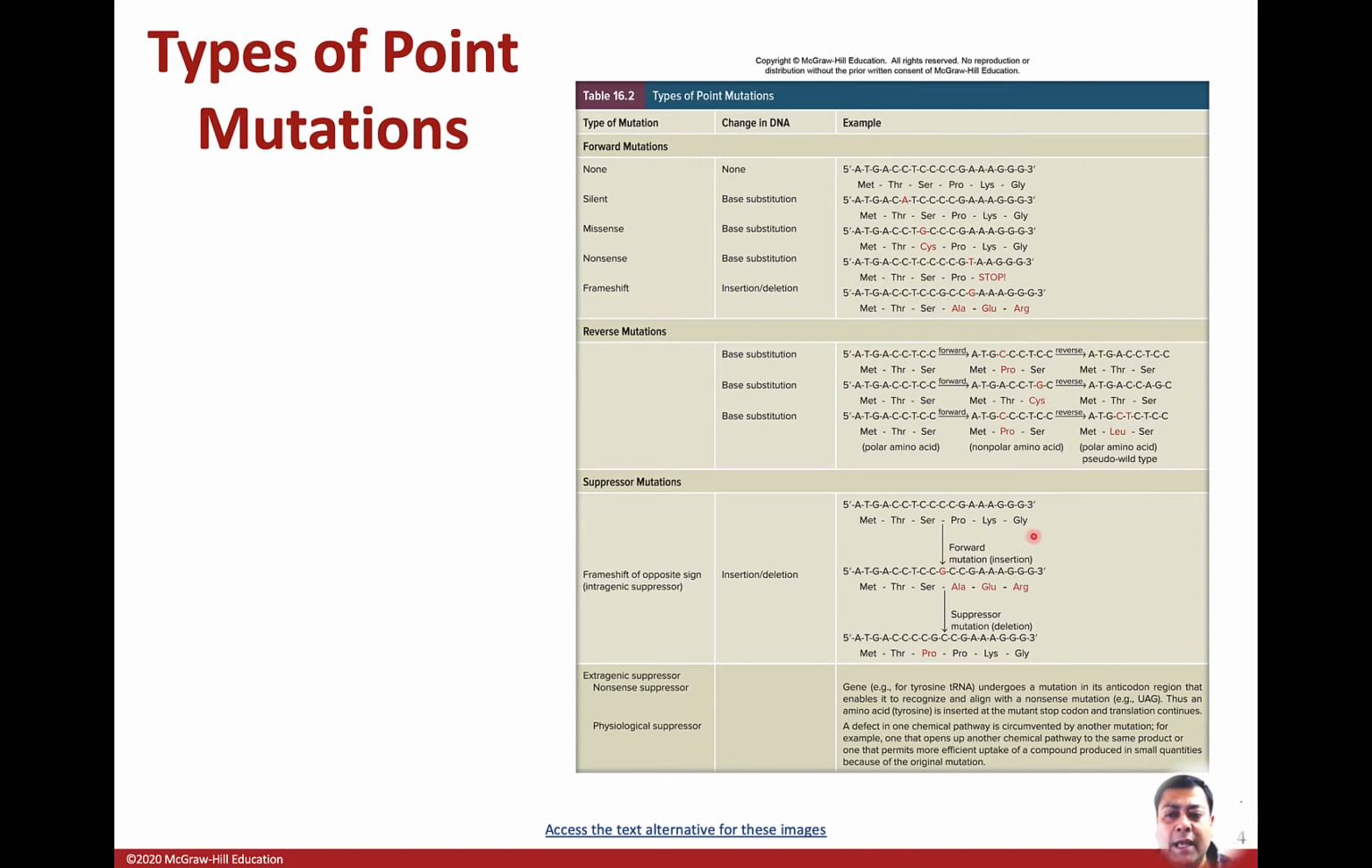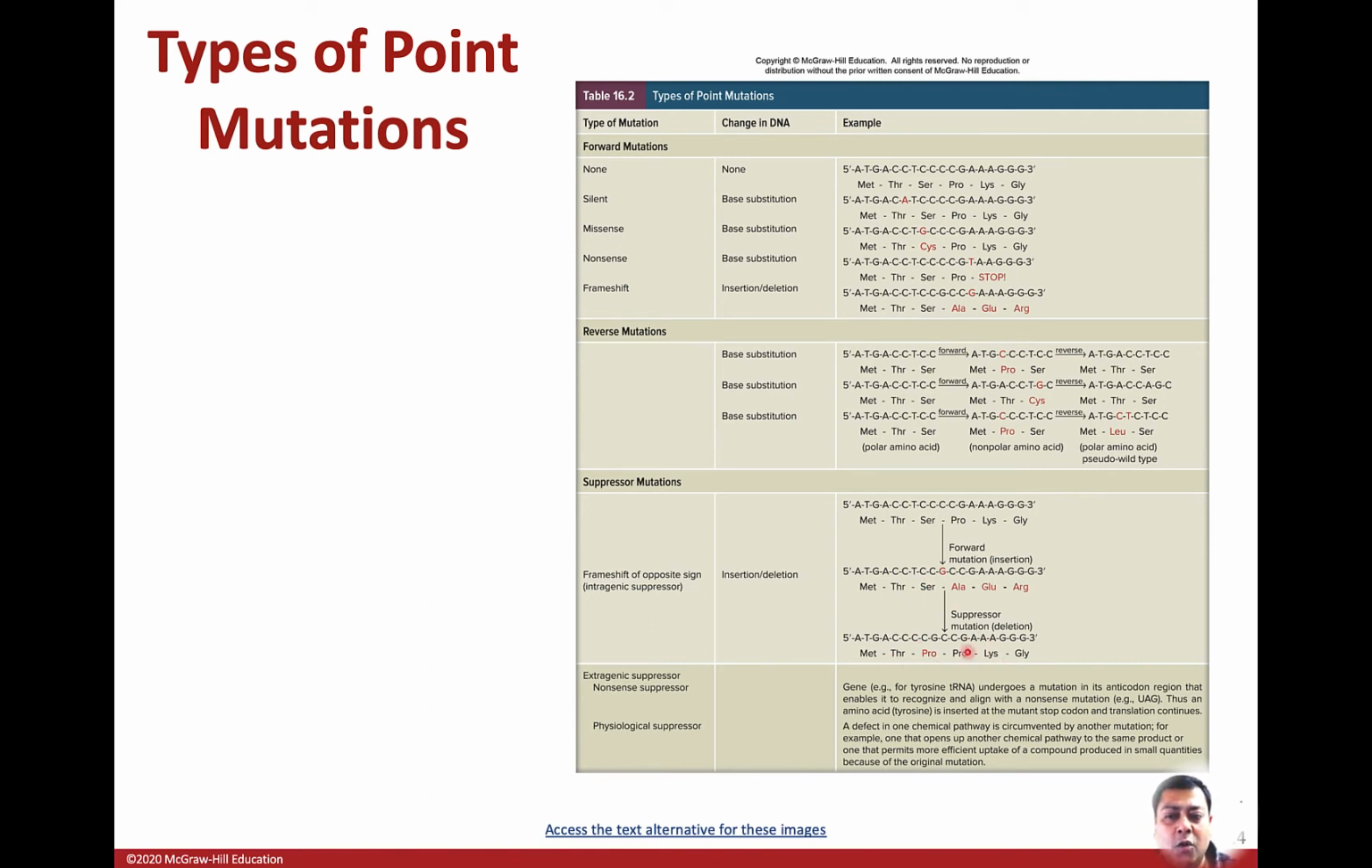So here we are looking at this sequence: methionine, threonine, serine, proline, lysine, glycine. In the forward mutation, we are seeing that, due to the insertion of a G right here, you will have an alanine, glutamine, and arginine. This was the sequence, which is due to the insertion. Now we have another suppressor mutation where you have a deletion. This base is deleted, and the deletion will cause a revert back to methionine, threonine, proline, lysine, glycine.